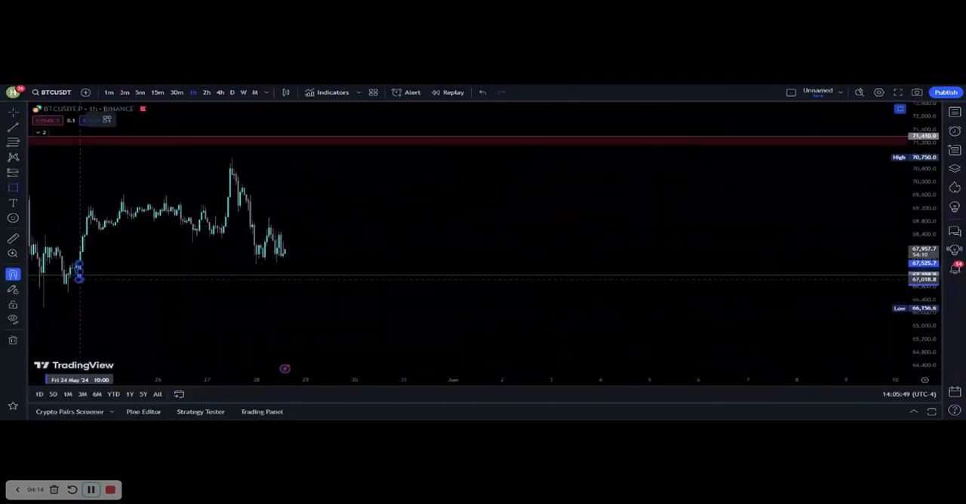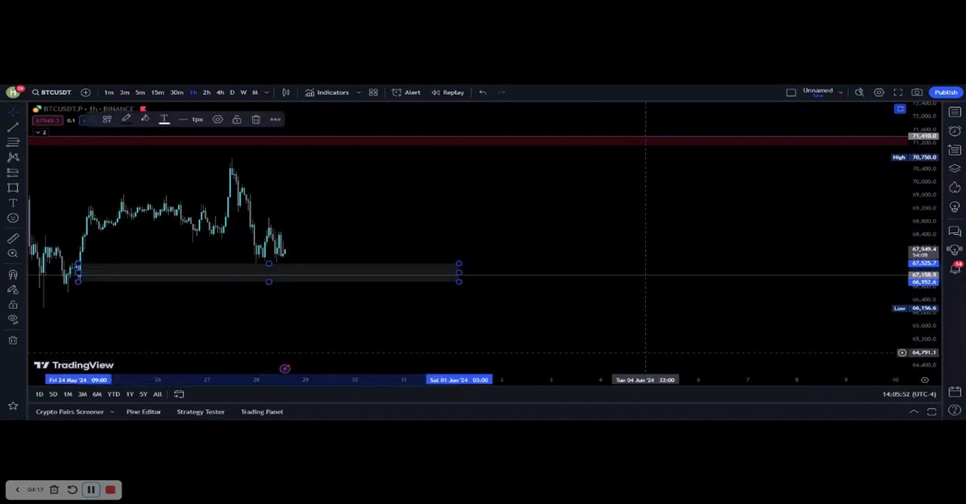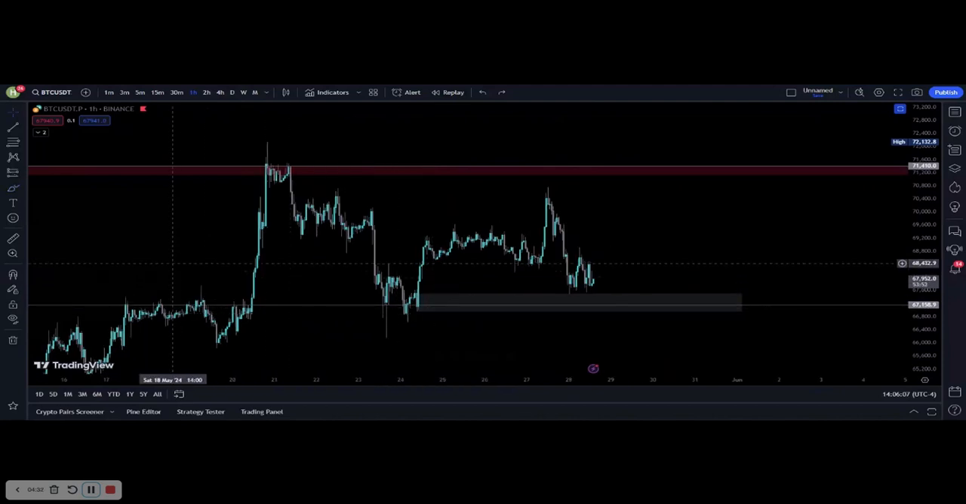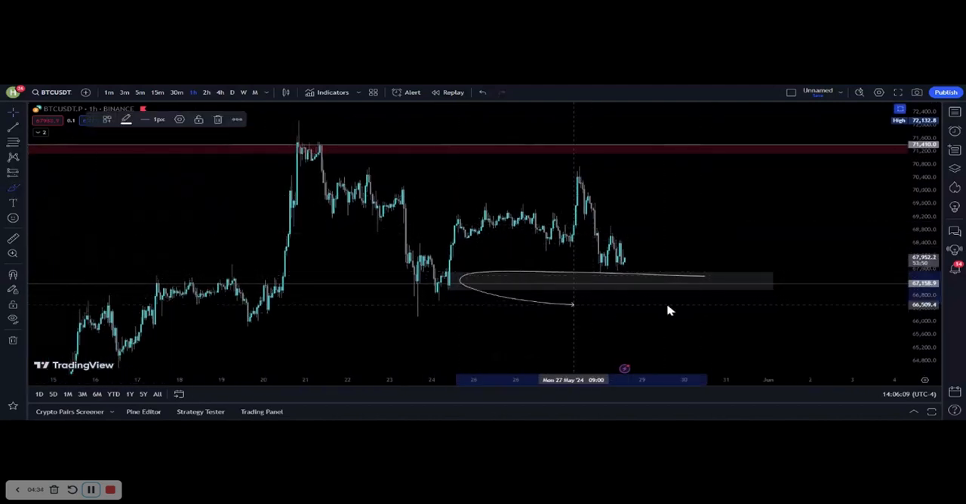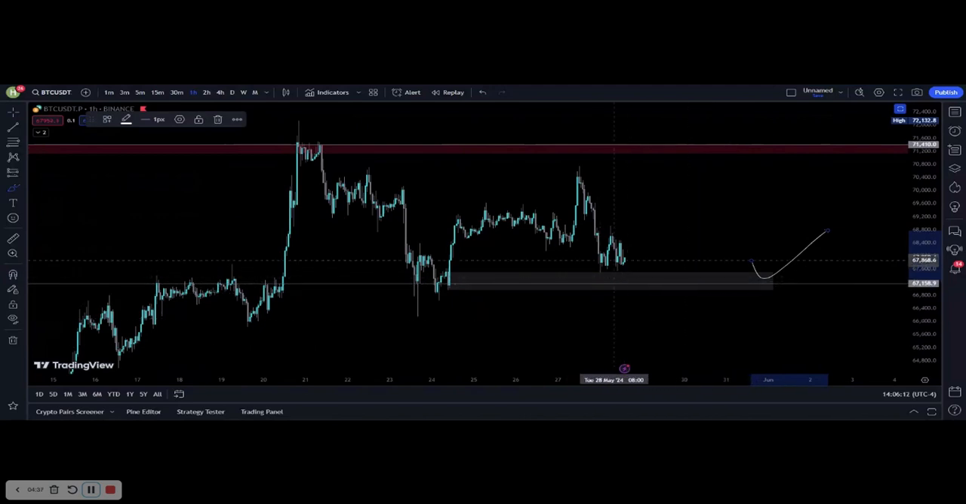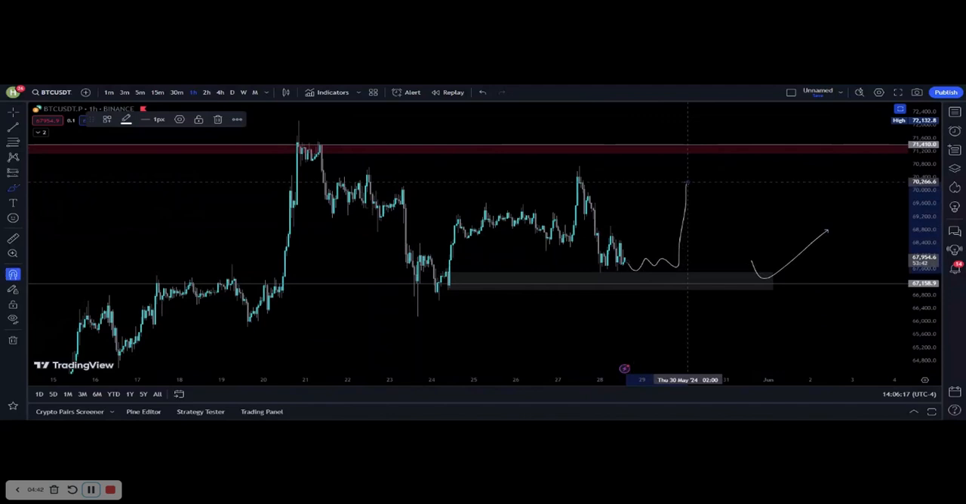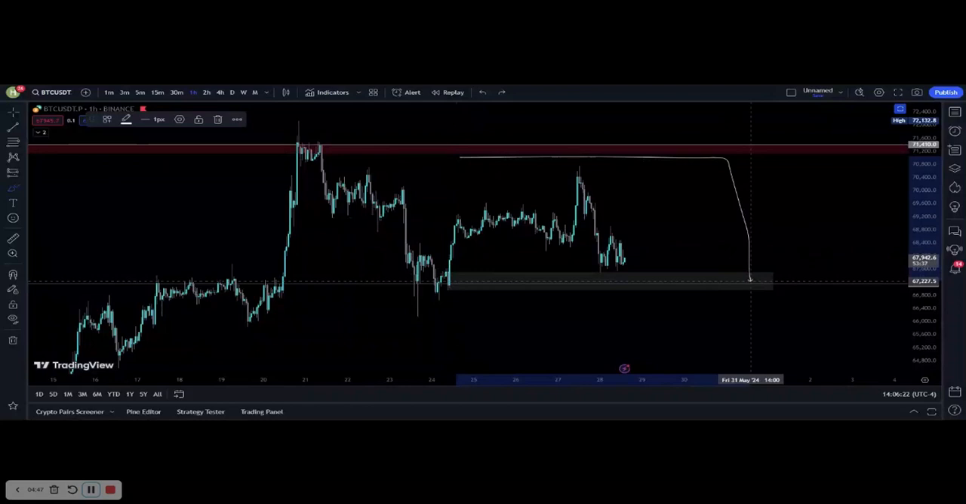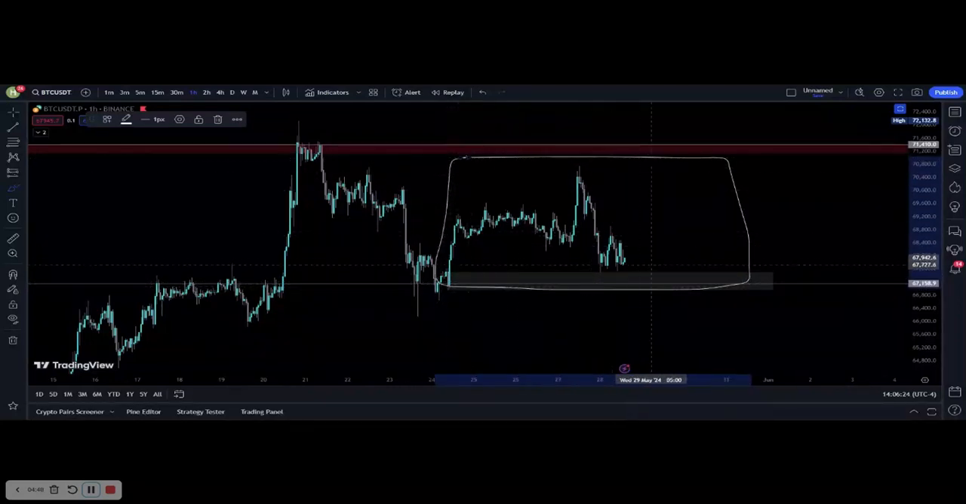Now, let's see if we have any demand. We do have a demand zone here from 67.5 to 67. So I have a key level, the mid range, and I do have my demand zone. Can I say this is going to be my support zone? Absolutely yes. This is my support level. Price pushes higher from here and rejects off at 71K. So this is how I would be willing to play the range.